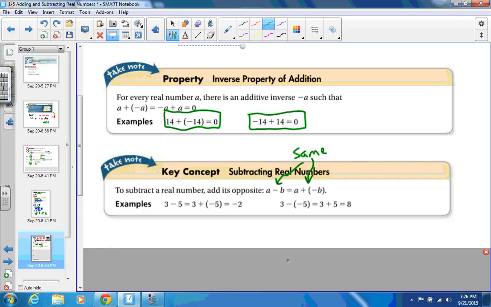Okay? So for example here, 3 minus 5 would be the same as 3 plus negative 5. You can do that on a number line, or you can do it the method with absolute value, but you'll end up getting negative 2 either way.